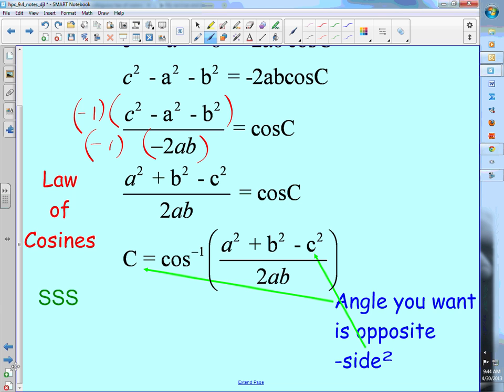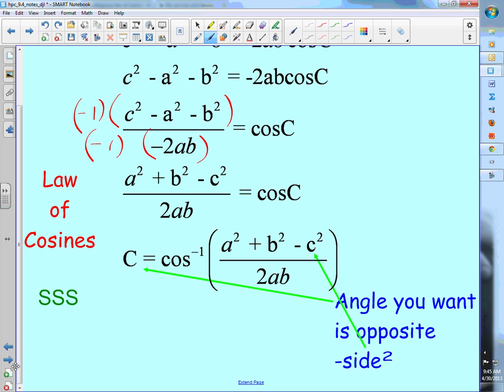If this angle is what you're looking for, the side square that you're subtracting is opposite the angle you're looking for. If this is the angle you want, these two, it doesn't matter which order. Those are not opposite the angle. The side you subtract is opposite the angle you're looking for. And I'll give you a generic version of that.